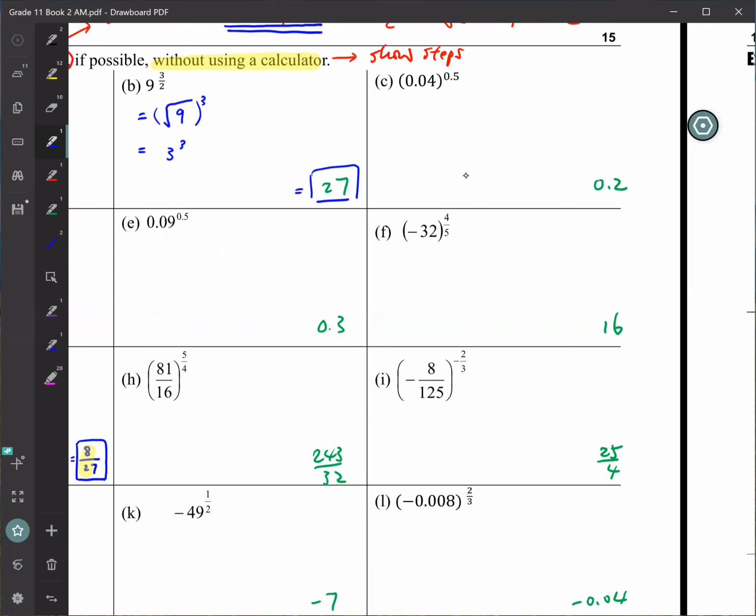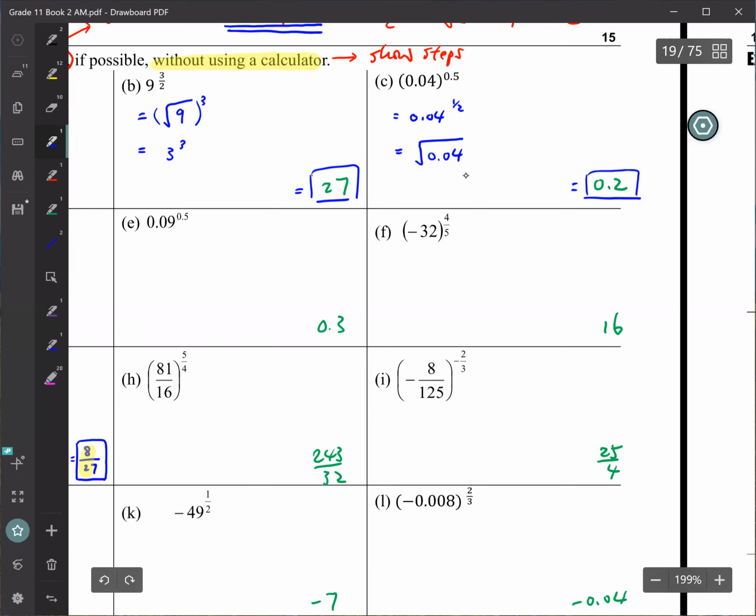Question C. First step, you can rewrite the decimal into half. So that tells us it's going to be square root. And then that will give you 0.2. Okay. Too easy one to warm up. Next one, same thing, 0.09 to the half. So you can learn from what kind of steps I show, okay? And then square root of 0.09 give you 0.3.